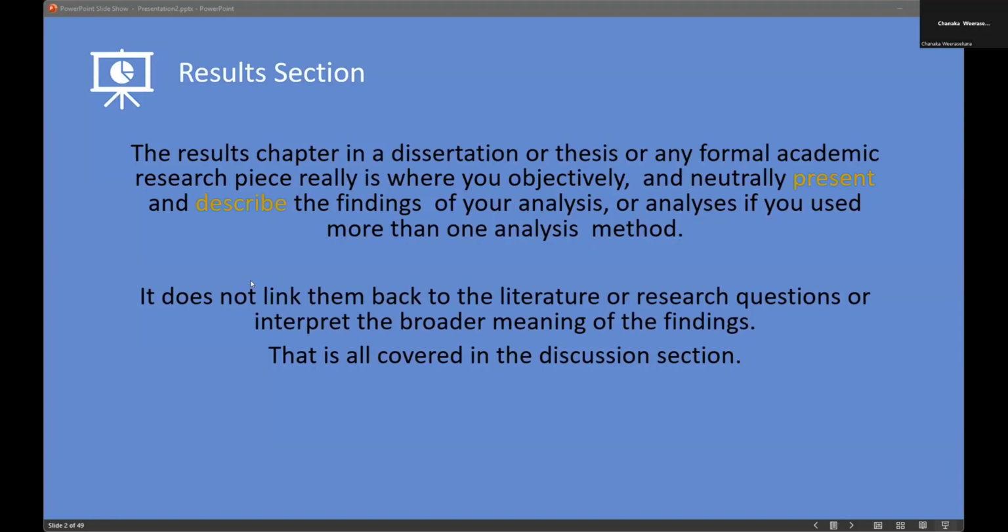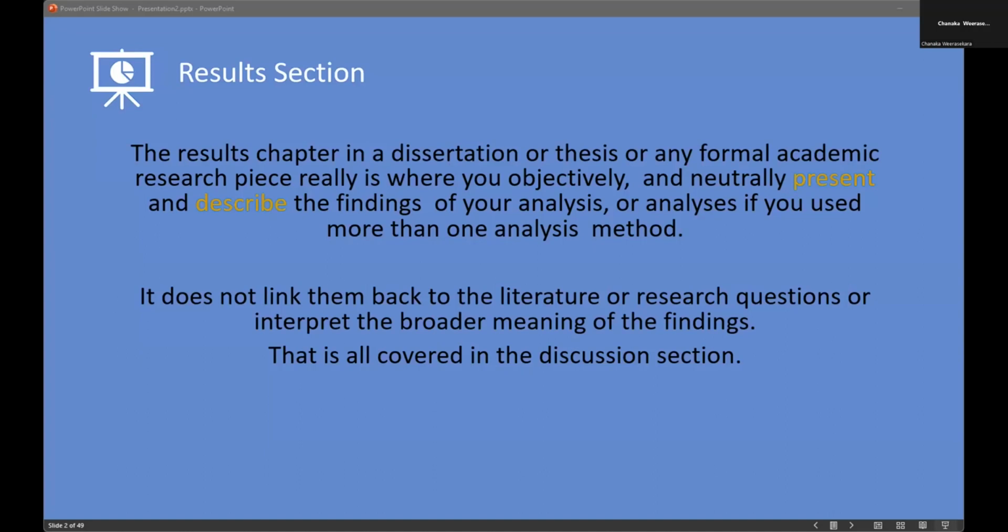So here we are talking about results section. In the results section, we are not going to do that. In the results section, the only thing that we do is objectively and neutrally present and describe the findings of the analysis. So that's what we are supposed to do. So that exactly is what a results or findings or analysis chapter is supposed to look like, right? So this results chapter or results section, also referred as the findings section, sometimes analysis section, as I mentioned.